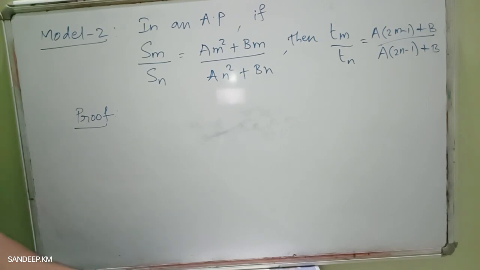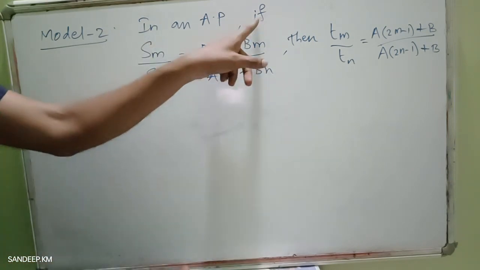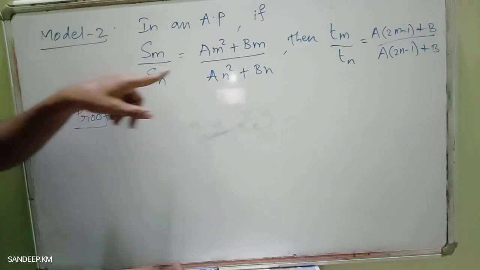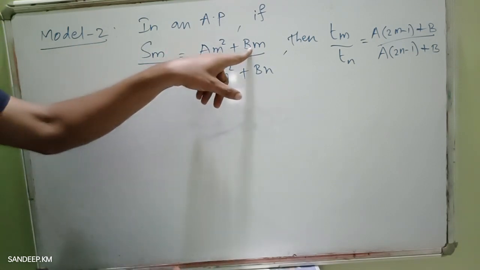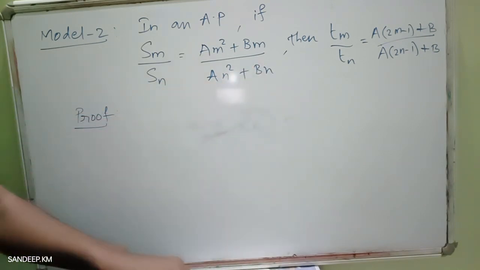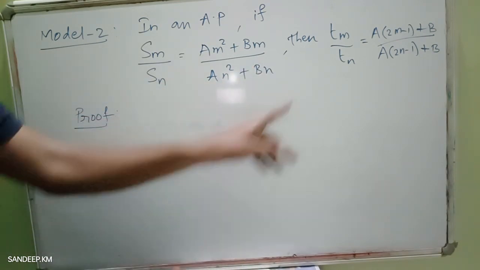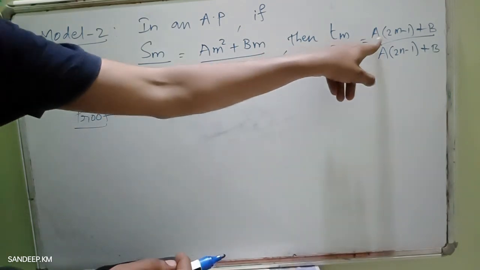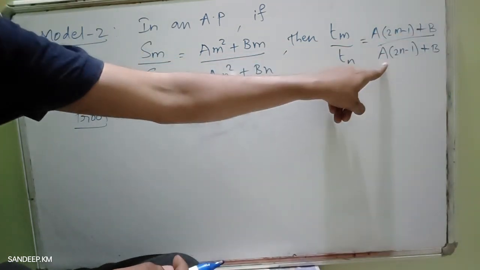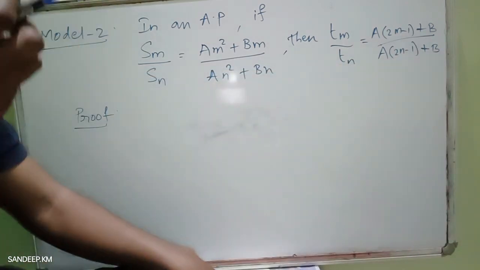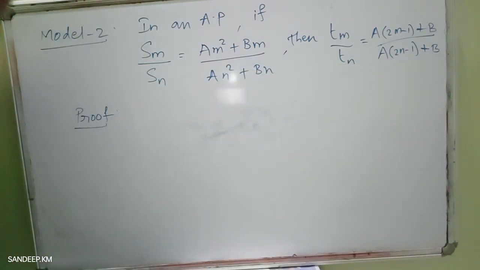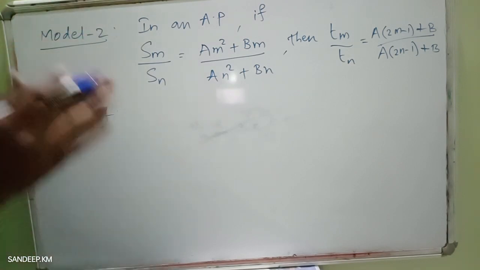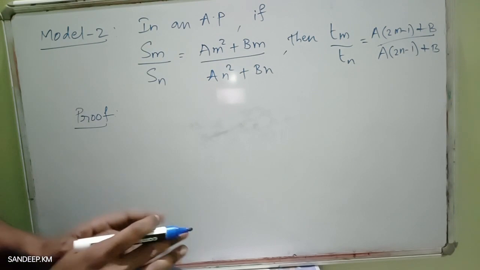So the second model: in an AP, if the ratio of the sum of m terms and the sum of n terms is given by (am² + bm)/(an² + bn), then the ratio of the mth term and nth term is (a(2m − 1) + b)/(a(2n − 1) + b). Remember, in one particular AP, they have taken the sum of m terms and the sum of n terms. Okay, now let us see how to prove it.